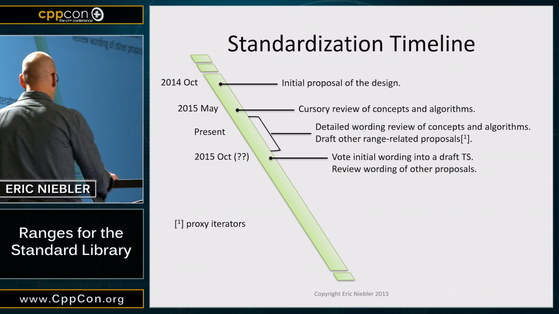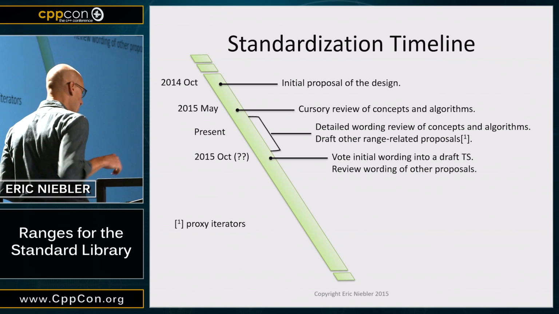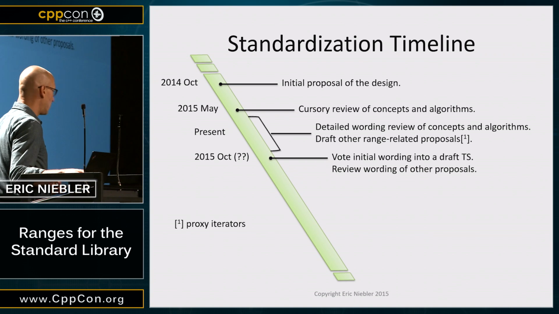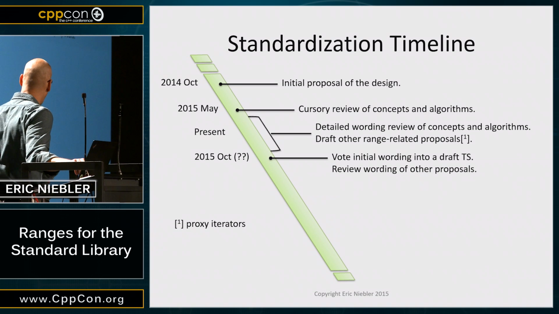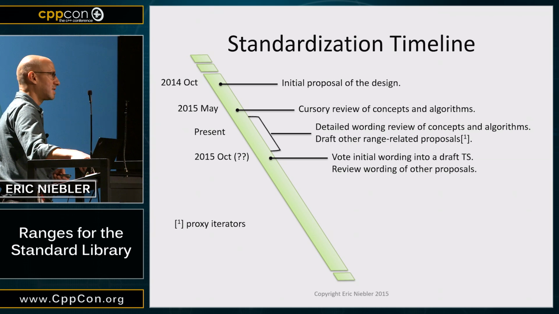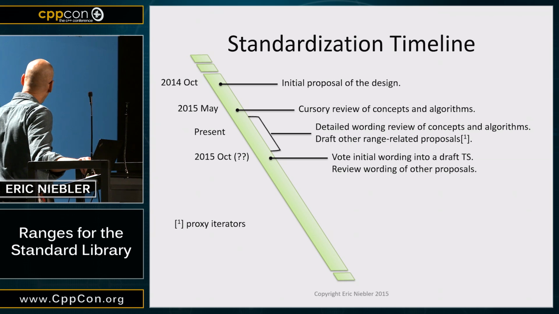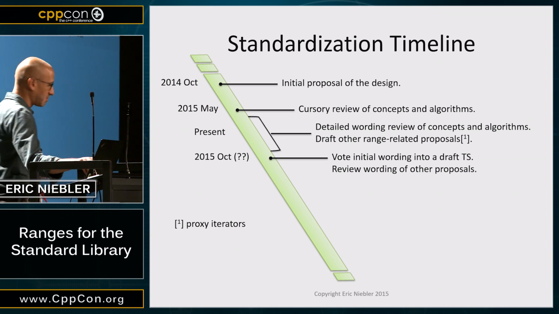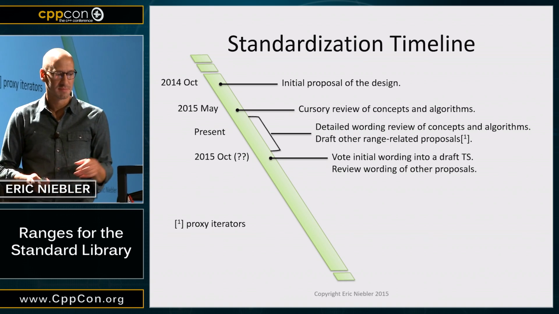So hopefully in October, in the October meeting in Kona, we will vote the initial draft into a TS. TS is a technical specification, for people who are not committee wonks here. And then we're going to review the wording of the other proposals, the proxy iterator paper.